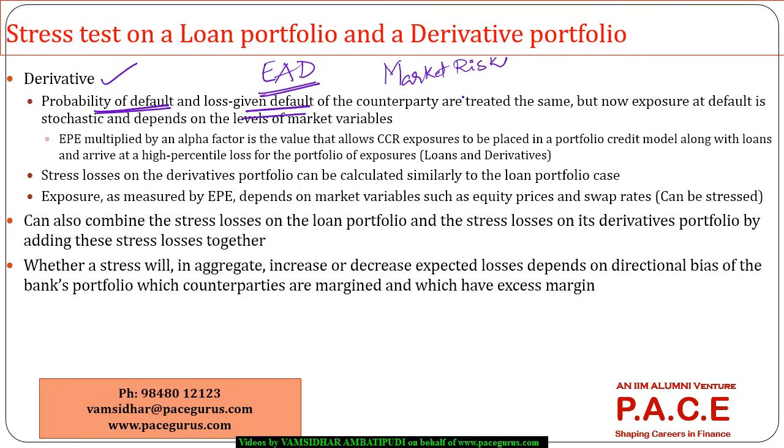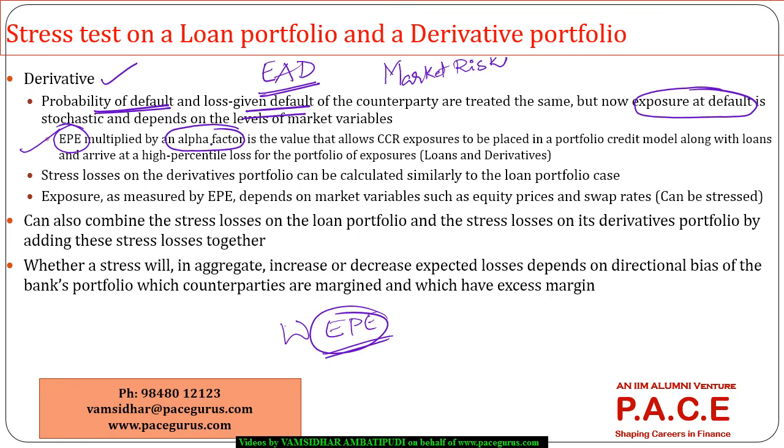Loss given default also we are keeping as constant. But now we are changing the exposure at default. We are saying exposure at default will change based on the various market conditions. It's completely a stochastic variable. In this case, what we are doing is finding the expected positive exposure, which is nothing but the weighted average of all the exposures across different points in time. So when I am taking the weighted average of all the expected exposures across different points in time, that is where I am getting the expected positive exposure.